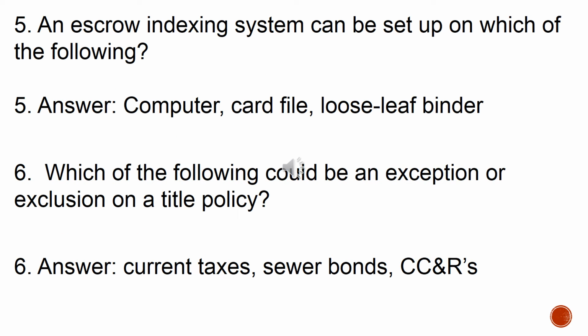Question number 5. An escrow indexing system can be set up on which of the following? Answer: computer, card file, loose leaf binder. Question number 6. Which of the following could be an exception or exclusion on a title policy? Answer: current taxes, sewer bonds, and CC&Rs.